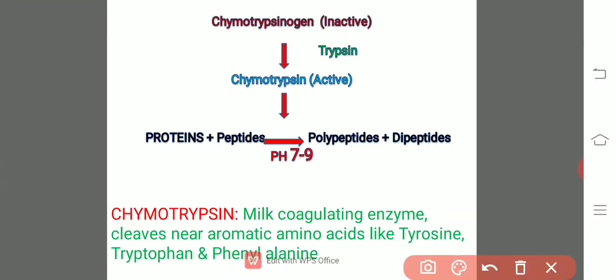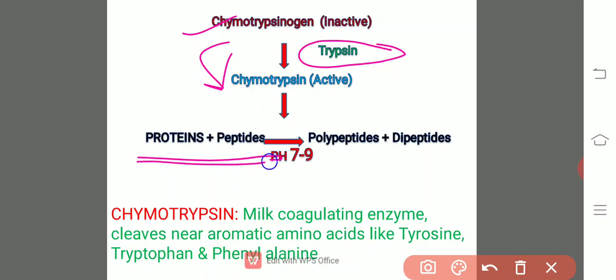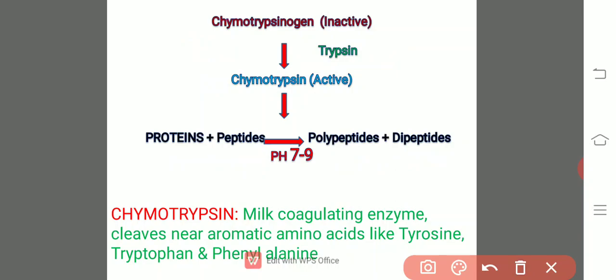active trypsin activates the chymotrypsinogen into chymotrypsin. This chymotrypsin also acts upon proteins and peptides, digesting them into polypeptides and dipeptides. This chymotrypsin is commonly known as the milk coagulating enzyme, which cleaves the peptides, polypeptides and proteins near aromatic amino acids like pepsin. They are tyrosine, tryptophan and phenylalanine.